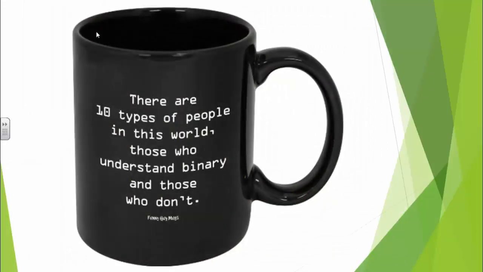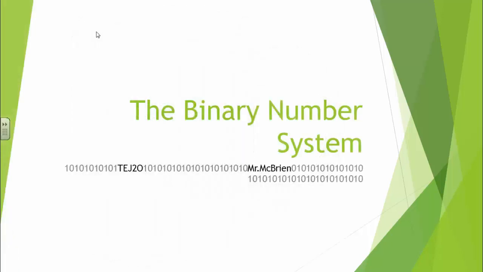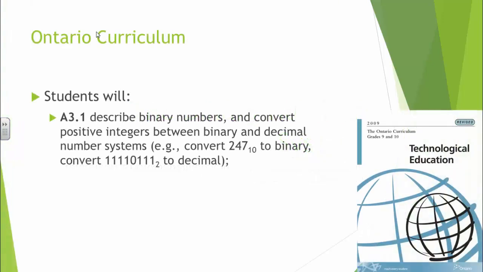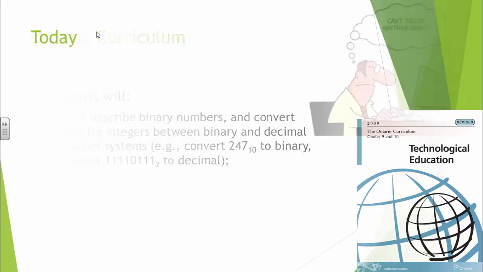I'm Mr. McBrien, and this is TJ20 binary number system. Ontario would like for our students to be able to describe binary numbers, convert positive integers between binary and decimal number systems. We'll talk about that today.